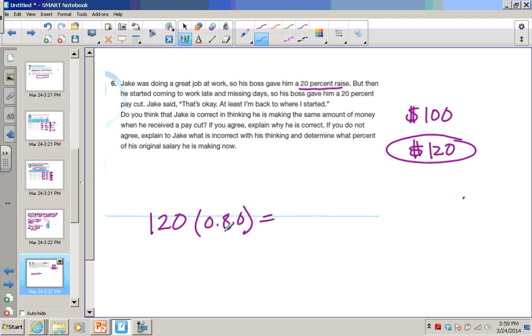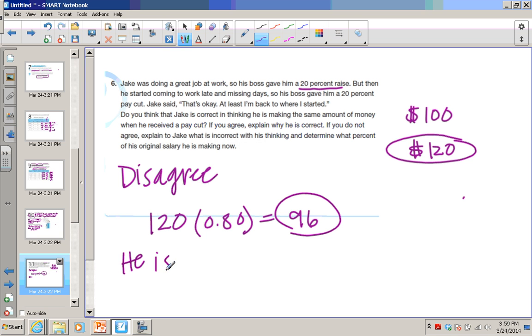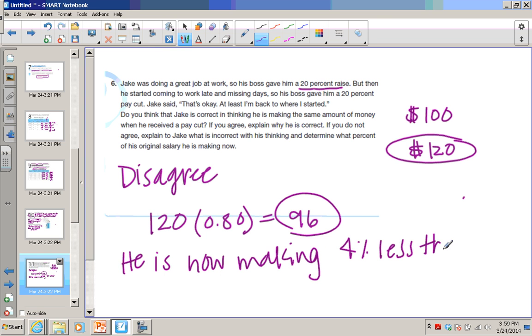So 80% of that is 0.8. So here's what he was making, which is 20% more than he was making. So it's 120 times 80%, because now he's only making 80% of what he was making, and that is 96. So now he's actually at 4% less than what he was originally. So you should disagree, because now he is making less, 4% less than he was originally.